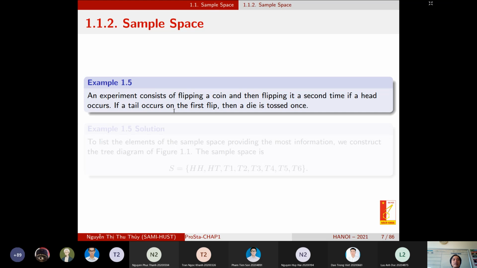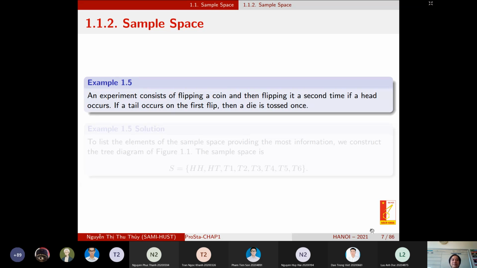If a tail occurs on the first flip, then a die is tossed once. You know, a die has 6 sides. I mean, if the first time I flip a coin the head happens, I will flip it a second time. But if the tail happens, I will toss a die with 6 sides. So what is the sample space for this experiment?